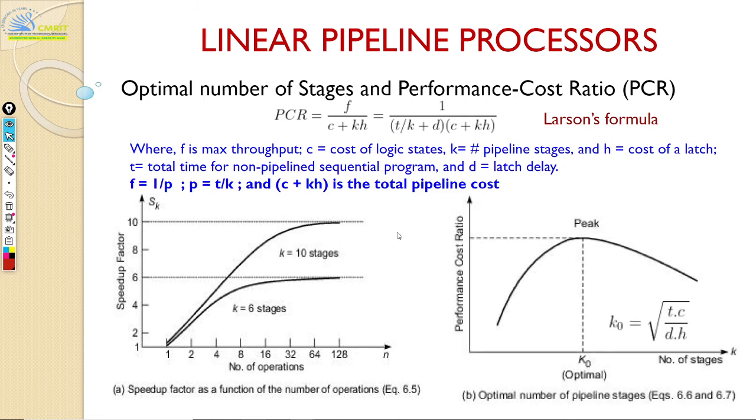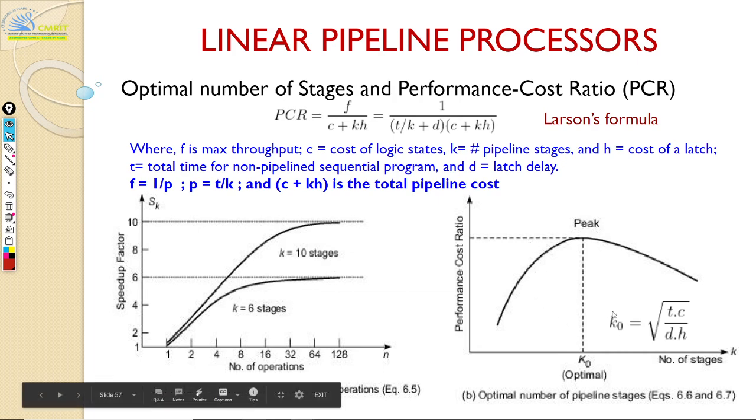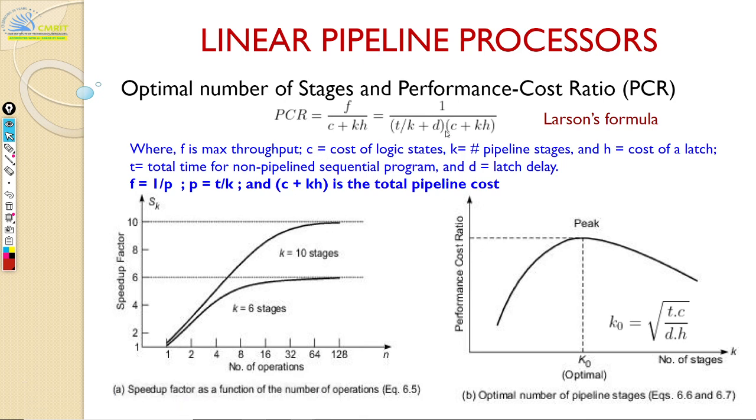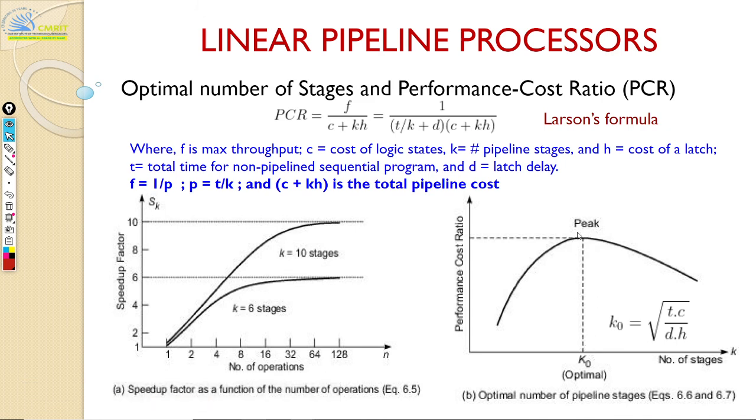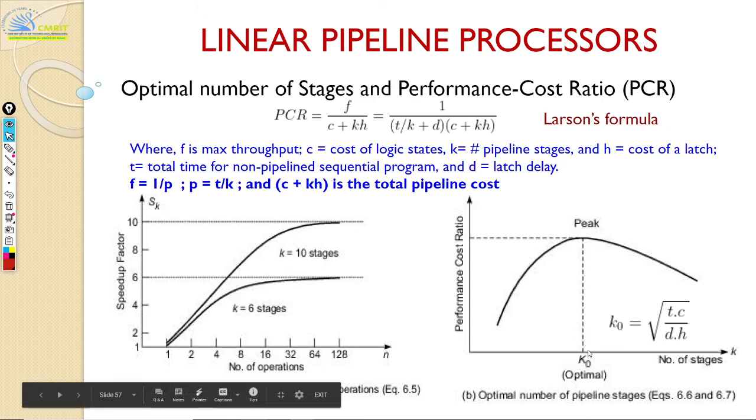Now how do you say whether a 6-stage pipeline is good or a 10-stage pipeline is good? If you plot the number of stages against the performance cost ratio that we saw here, I said there's going to be a quadratic equation. If you solve that quadratic equation, you're going to come up with the ideal number of stages for your pipeline based on your architecture cost. You're going to find out how much performance I am getting versus how much cost I'm spending.